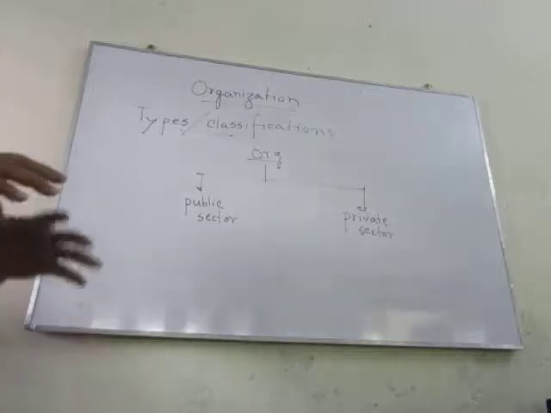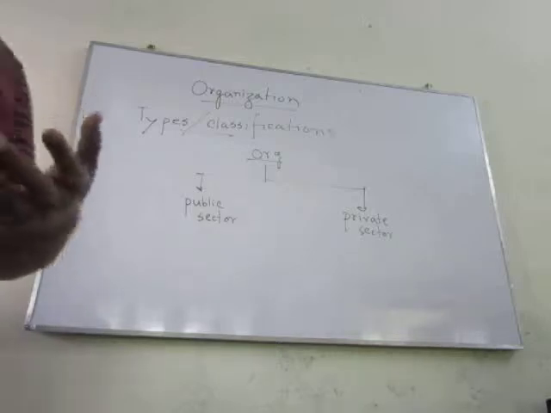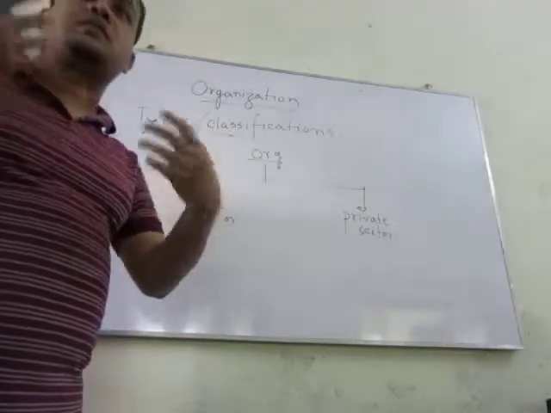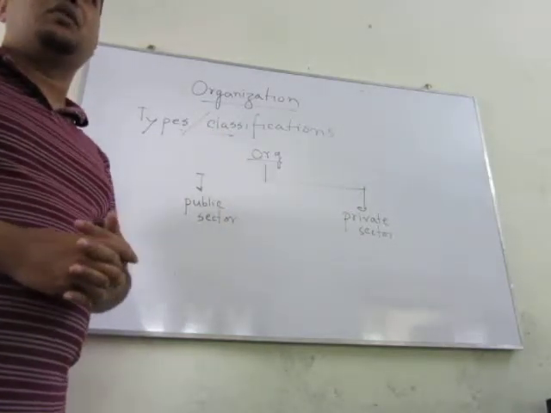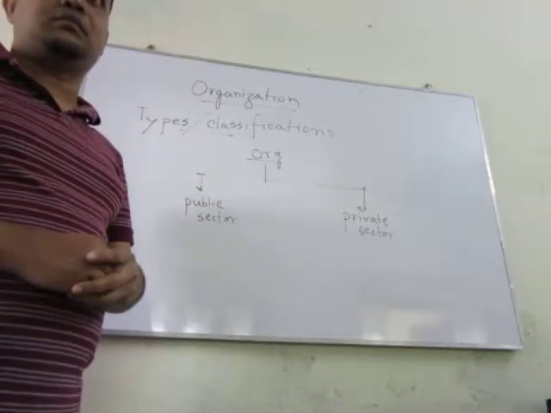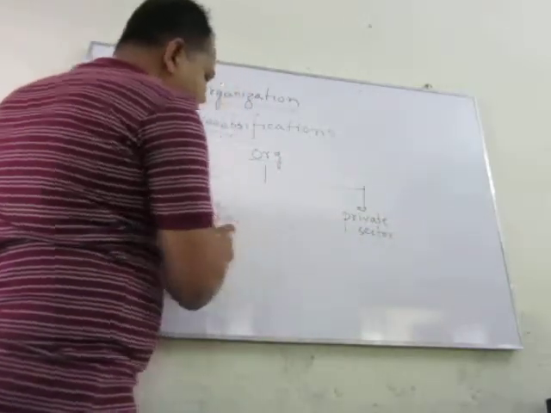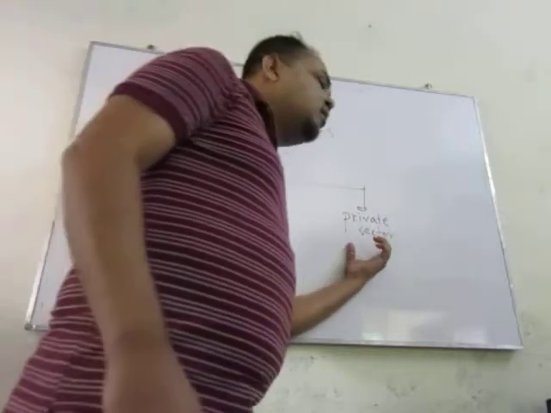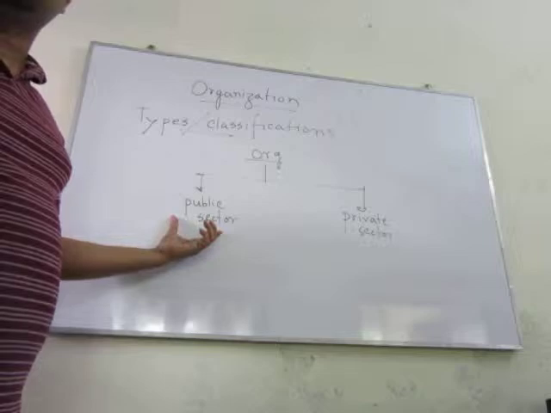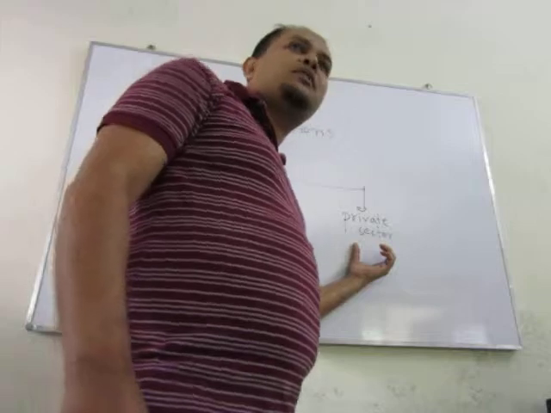Normally, there will be several types of organization, and we are surrounded by different kinds of organization in our life, and we have to depend on that. Depending upon the ownership, which means who owns the business and who is operating the business, we can divide the organization into these two groups: public sector organization and private sector organization. Public sector organization, you can say this is government sector organization. This is government oriented organization. This is private oriented organization.